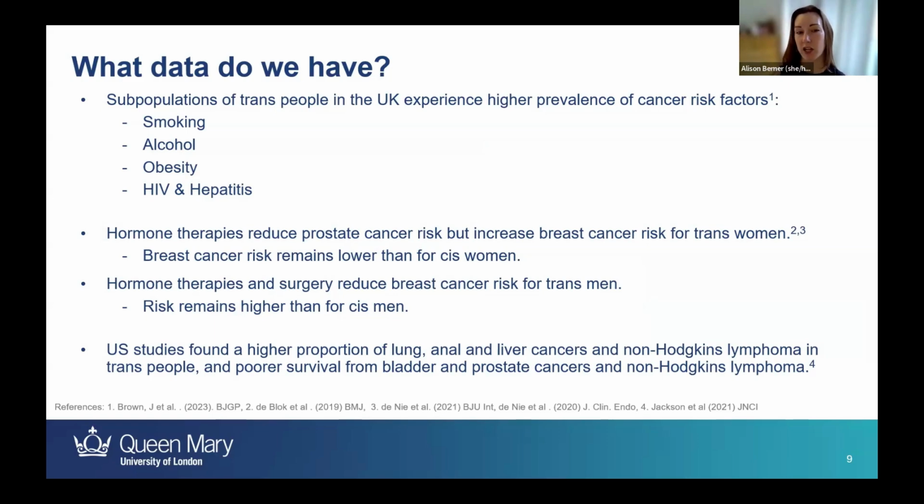We know that there are changes to cancer risk according to hormone therapies that trans people use, but often they are actually reducing risk. So prostate cancer risk is reduced for trans women, although breast cancer risk is slightly increased, but remains lower than that for cis women. And hormone therapies and surgeries reduce breast cancer risk for trans men, though it remains higher than for cis men. There have been some US studies that have shown higher proportions of certain cancer types for trans people and poorer survival from others, though that was for the trans community as a whole and wasn't disaggregated according to sex assigned at birth, and it's a proportion, not an incidence. So there's still some work to be done to really understand that data.